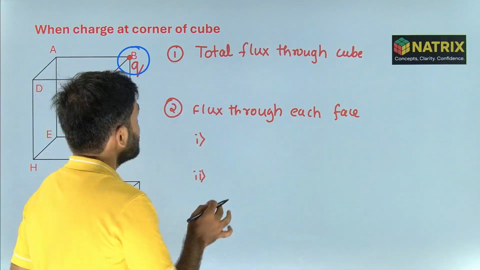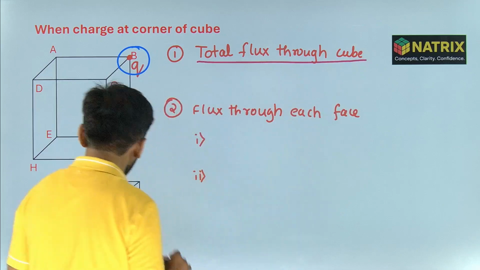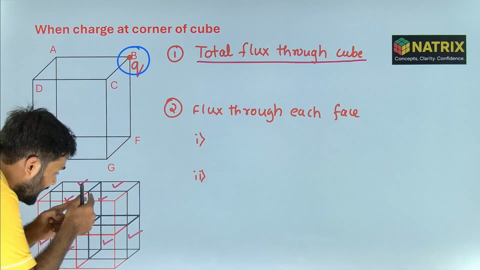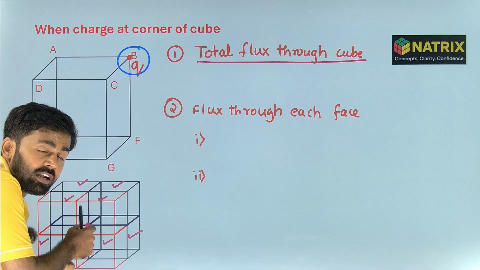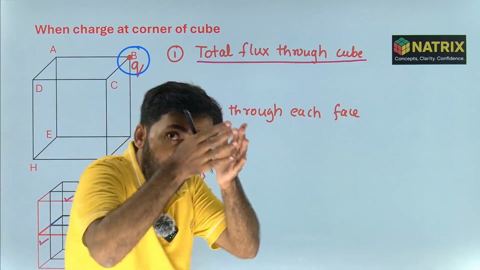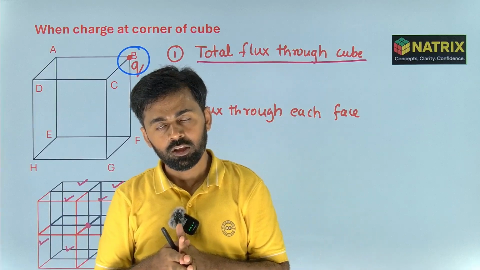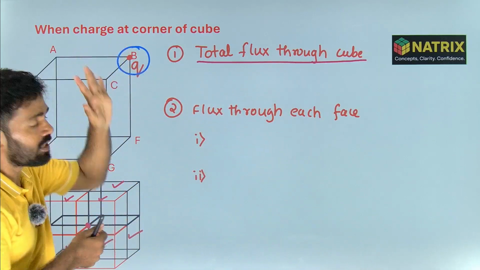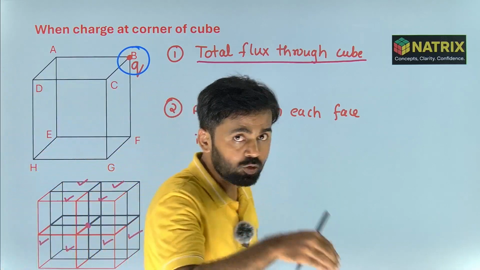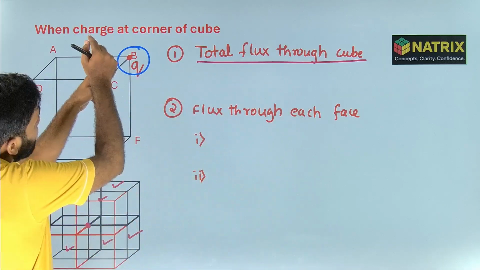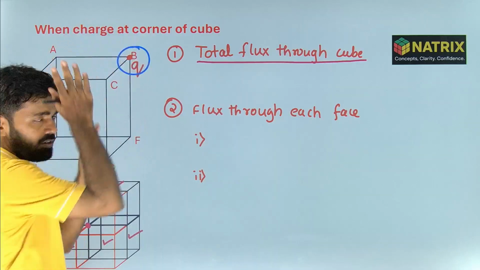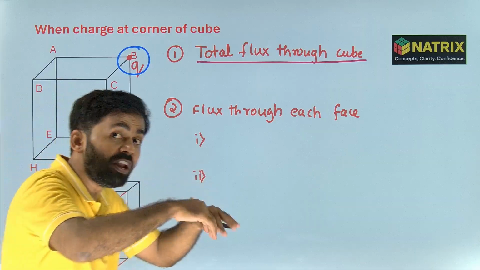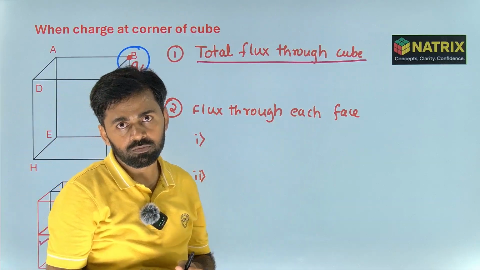So that means if your charge is here at the corner, the total flux divides equally between all 8 different cubes. The charge is not inside the cube. When the charge is present at the corner, some flux will pass through this cube, and the remaining flux will pass through the other cubes.